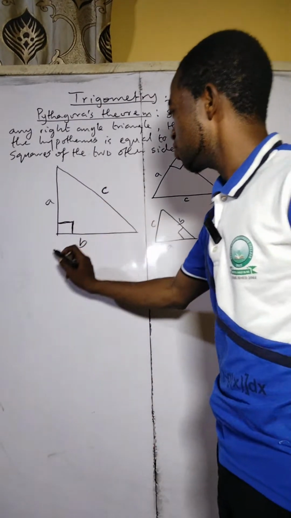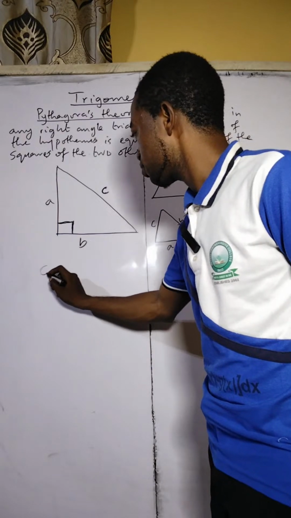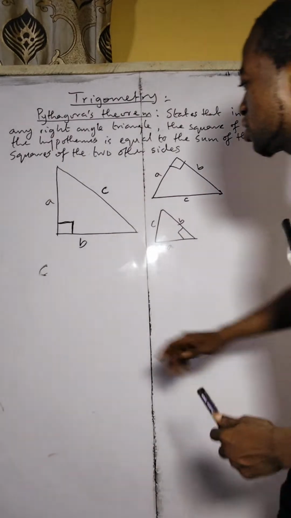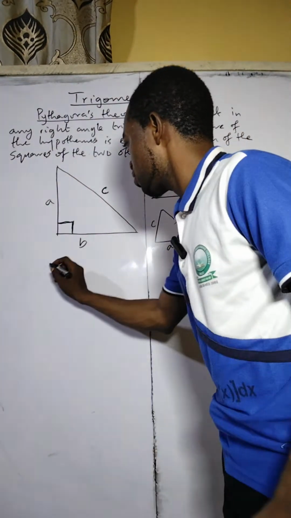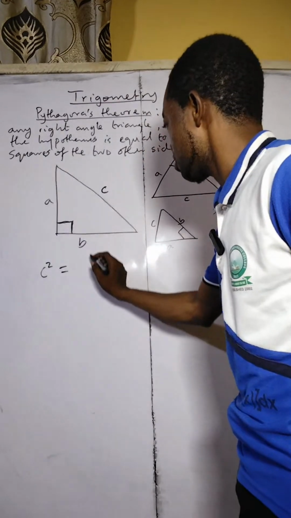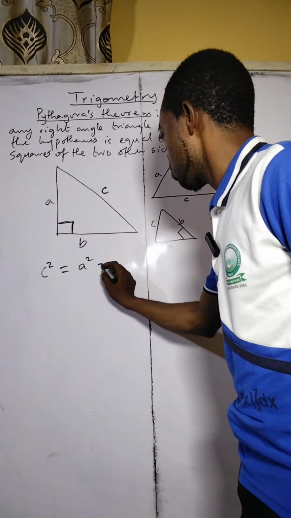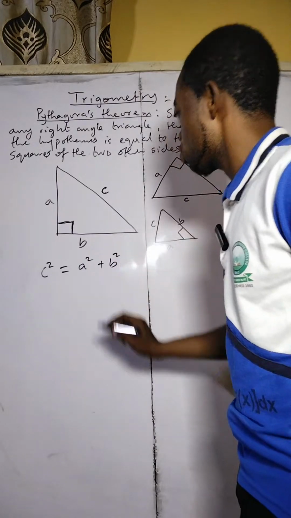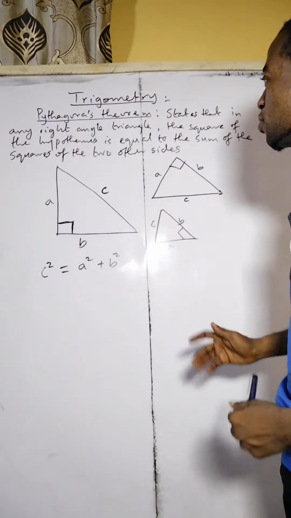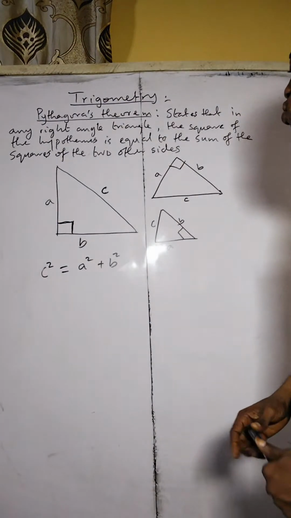So what this theorem is saying is that we have C squared, which is the hypotenuse squared, equal to the sum of the squares of the other two sides. That's A squared plus B squared. So here we need to establish and know how to use Pythagoras theorem.